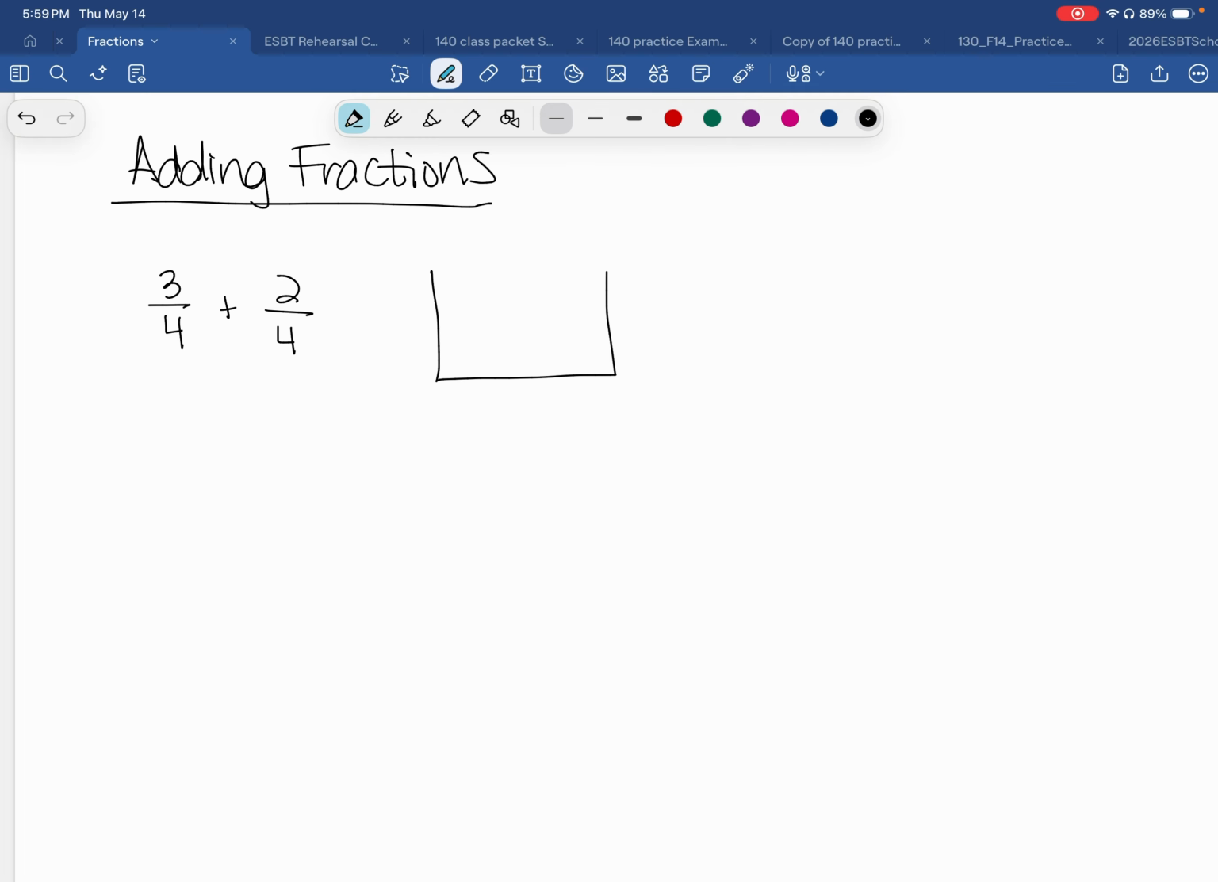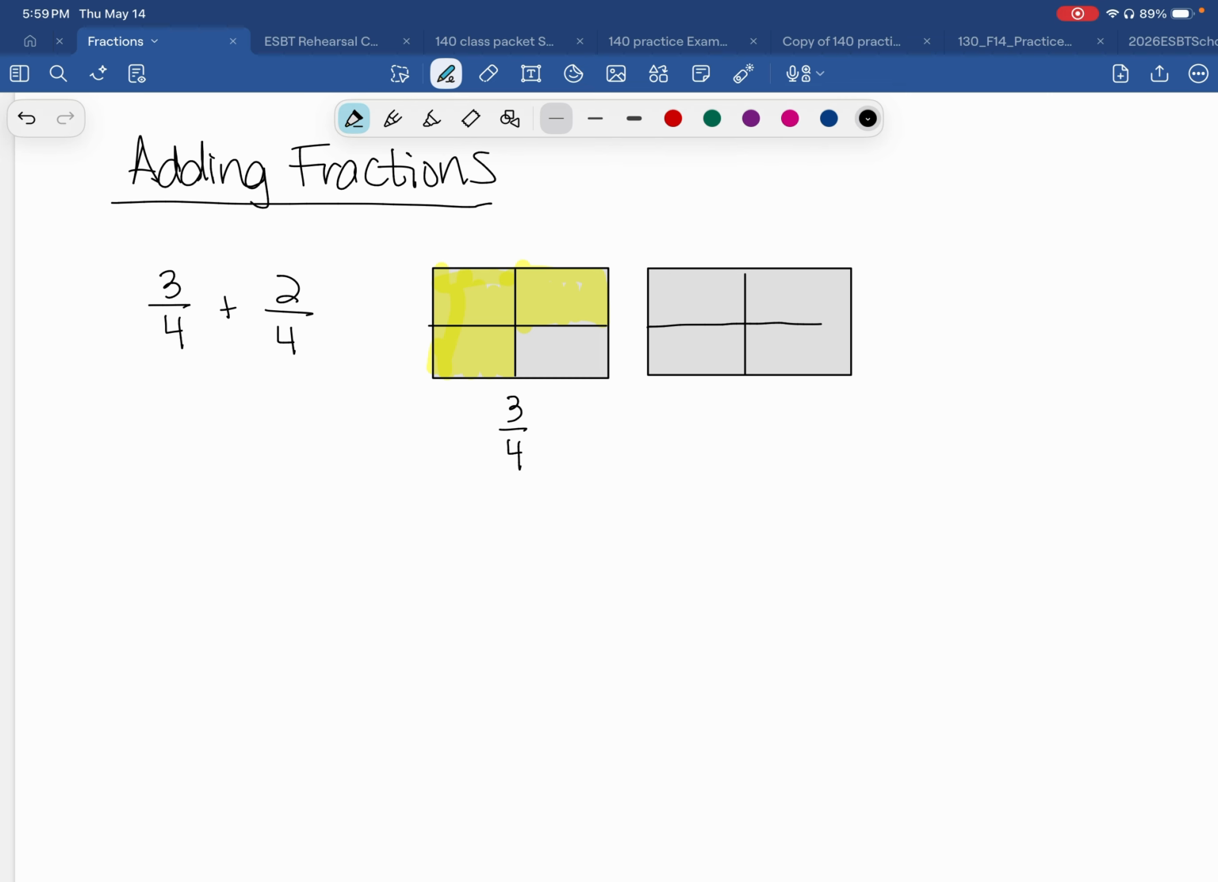So it means that I have 3/4. So cut my box into fourths, shade 3 of them. So there's my 3/4. And I am adding to that an additional 2/4. And we're pretending those boxes are the same size. Okay, and so this one looks like this, right? And that's our 2/4.